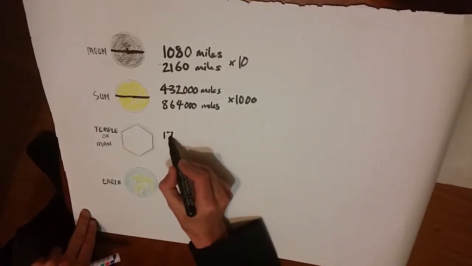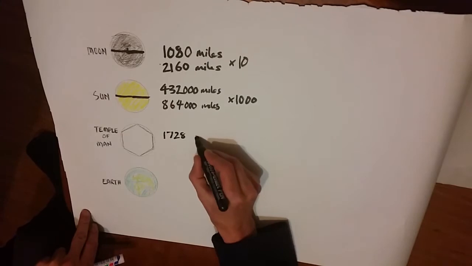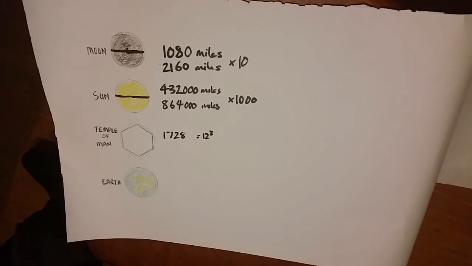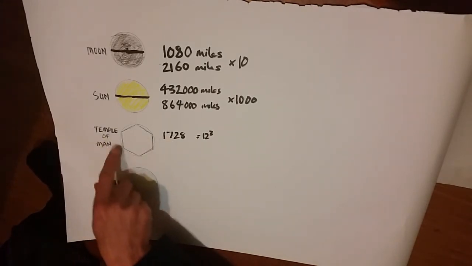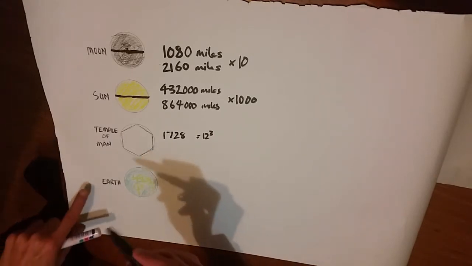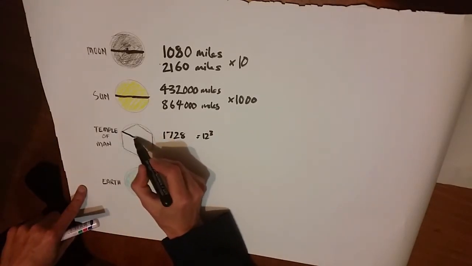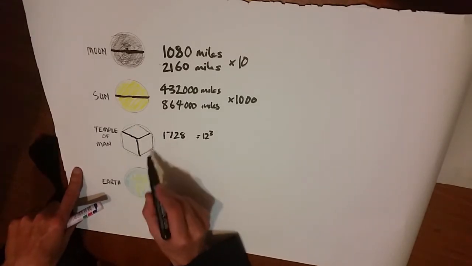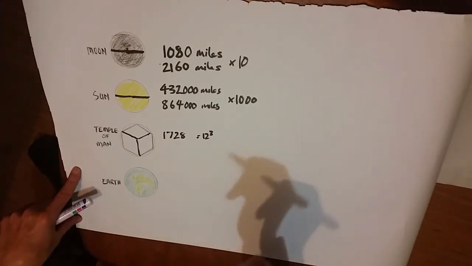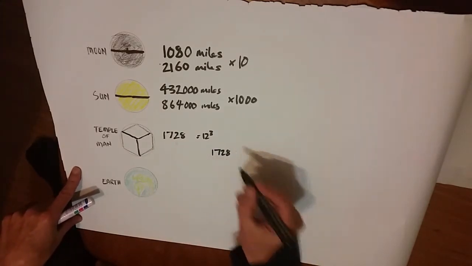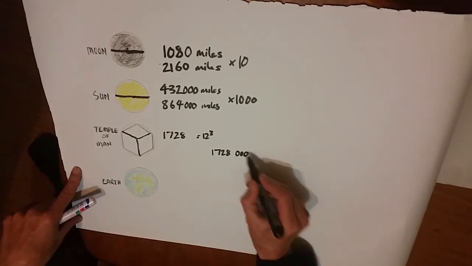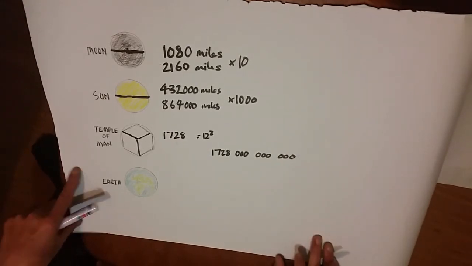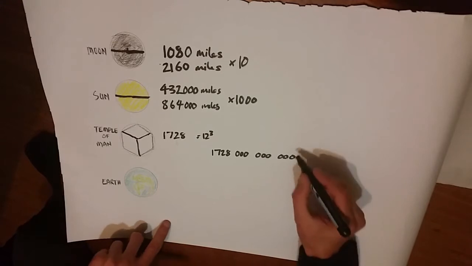So the next number would be 1728, or 12 cubed, going nicely. But what's so important about the number 1728 and the Temple of Man? Well, the New Jerusalem, which is described as a cube of 12,000 by 12,000 by 12,000 furlong, therefore the volume of New Jerusalem would be 1728 followed by nine zeros furlongs. But this is cubed.